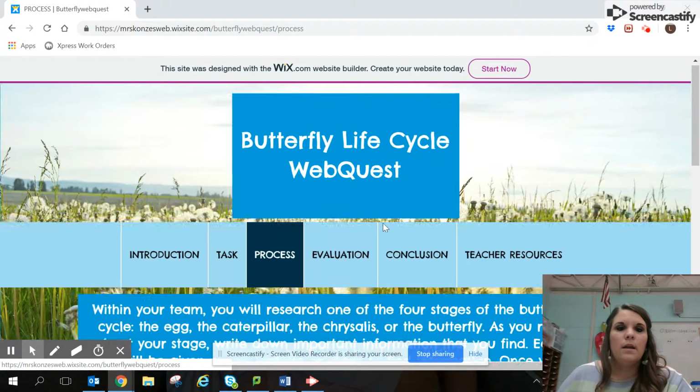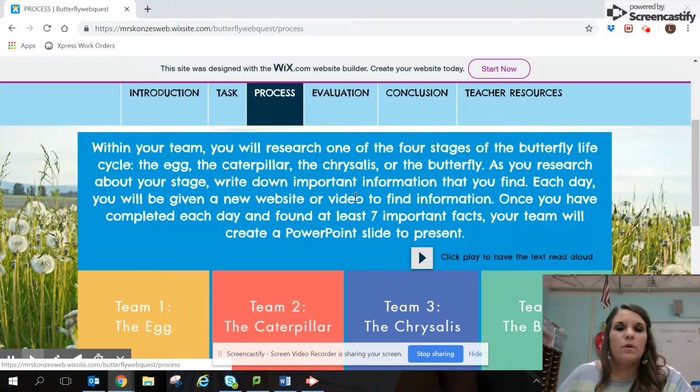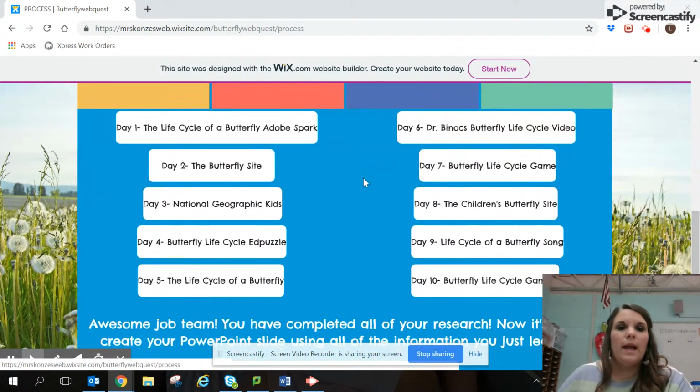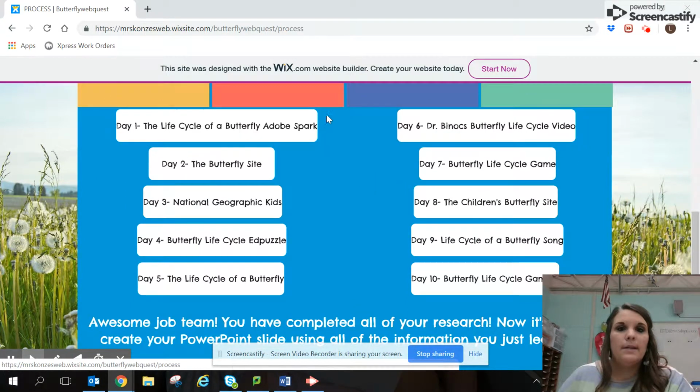Then with their team, they're going to research, and I have 4 teams, one for each stage of the life cycle: the egg, caterpillar, chrysalis, and butterfly. And then what they had to do was go day by day and look at the different resources that I had created or come up with for them.